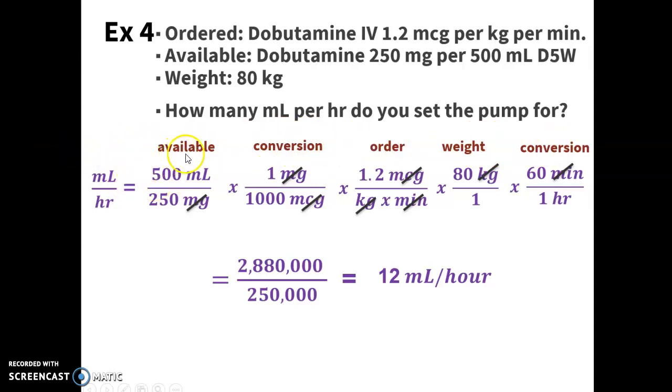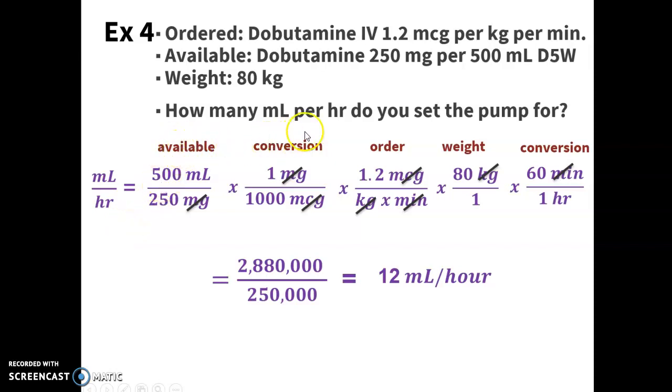I don't want you to depend on the first fraction always coming from available and the second fraction always being a conversion. It just depends on the flow of the problem. If our available and our order are written in the same units, we wouldn't need that conversion in there. Sometimes we don't need that conversion at the end. If it's not weight-based, then we wouldn't need to throw the weight part in there. It just depends on the problem. But typically, you will always be dealing with the label, or what's available to you, and the order. The rest of this just comes and goes depending on the problem.